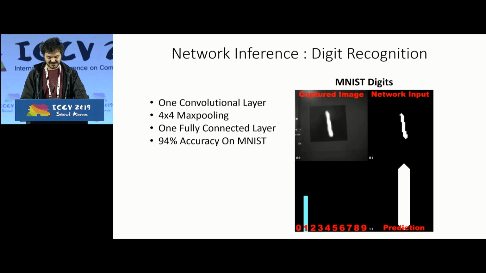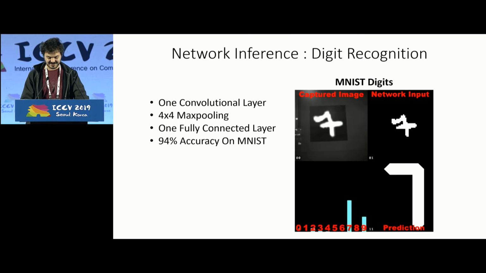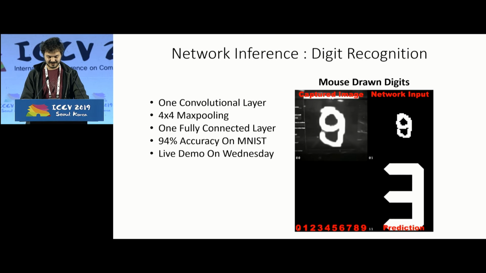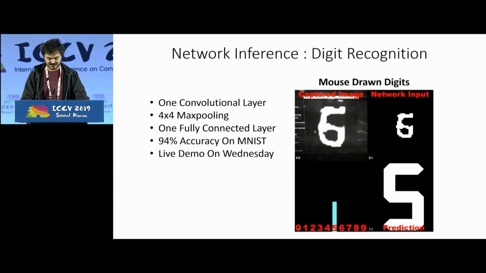To evaluate on MNIST, we directly displayed the images from the testing set to the sensor and achieved around 95% accuracy from PPA inference. You can also see here some examples of hand-drawn digit classification. There's a demo of this tomorrow at booth 3 for anyone who's interested in seeing this.